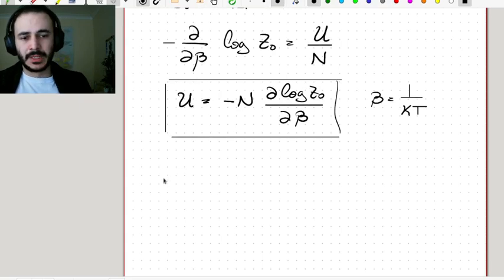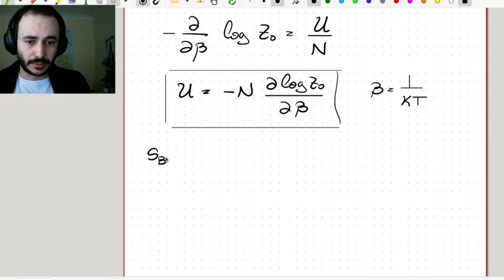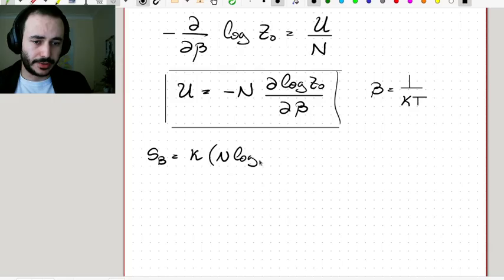Fine. So then what else can we do? Now remember what the entropy was. The Boltzmann entropy in equilibrium, we said it was the Boltzmann constant times N logarithm of N.